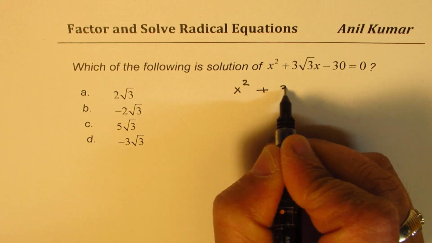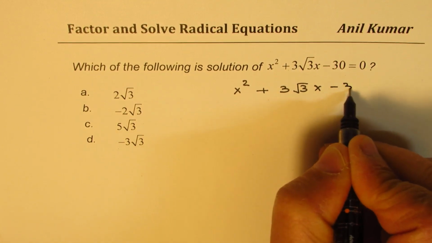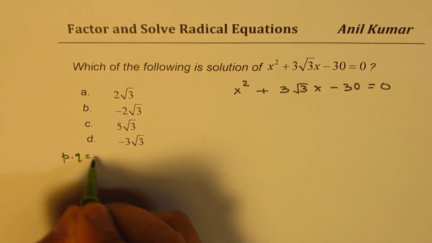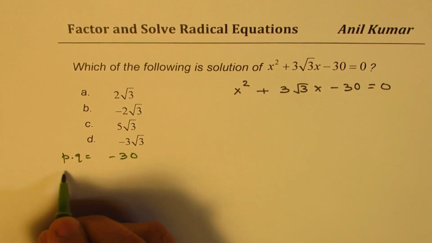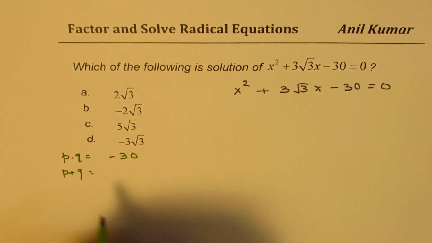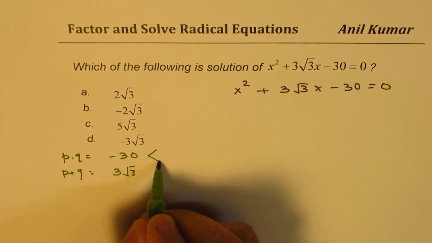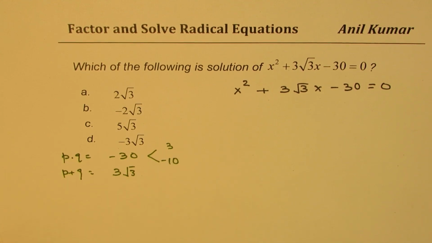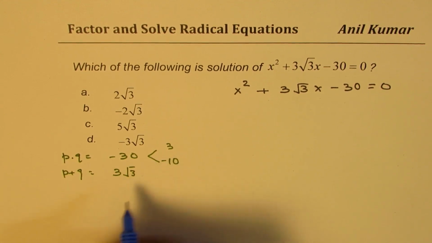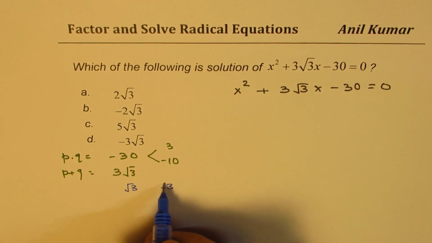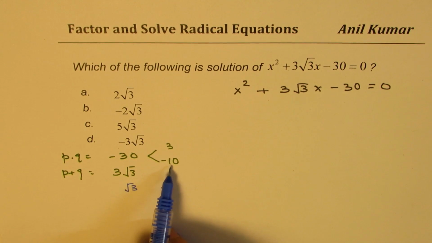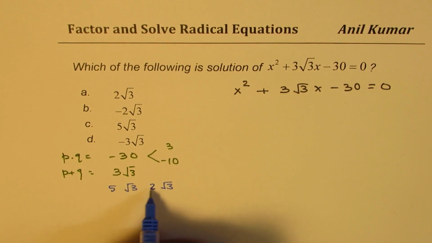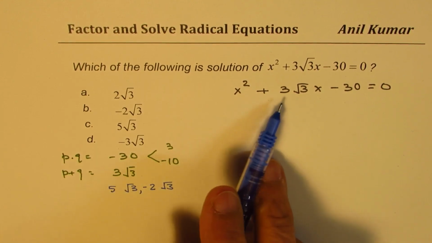We have x square plus 3 square root 3x minus 30 equals to 0. So we are looking again for two numbers whose product should be how much? Should be minus 30. And the sum of these two numbers should be how much? 3 square root 3. Now again, think about 30 as 3 times 10 minus 10. Square root 3 will give you 3, right? The two square root 3's will give you 3. We are now looking for minus 10, and we have to get 3. 5 and 2, right? So 5 and 2 can work for us. Do you see that? That is how we are going to split this.